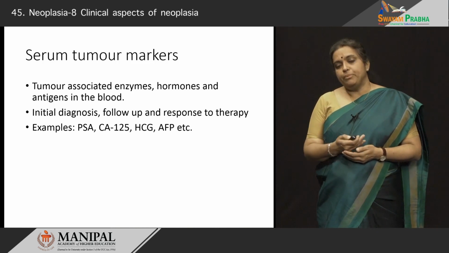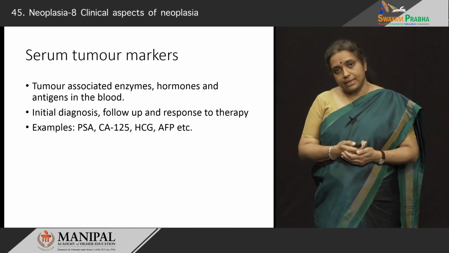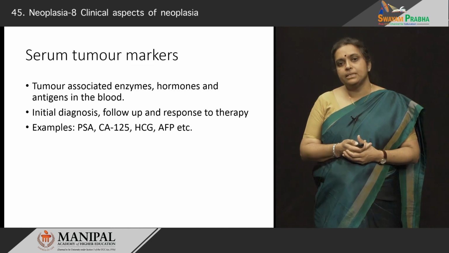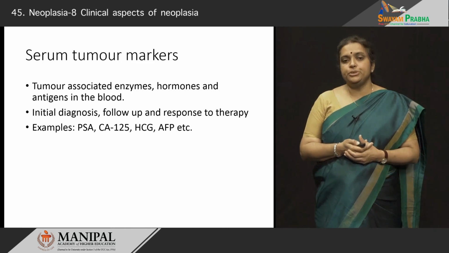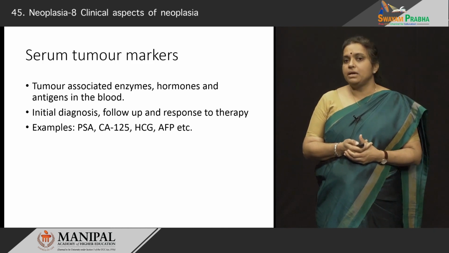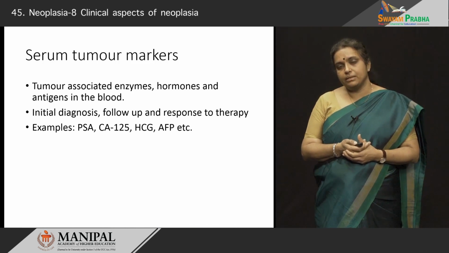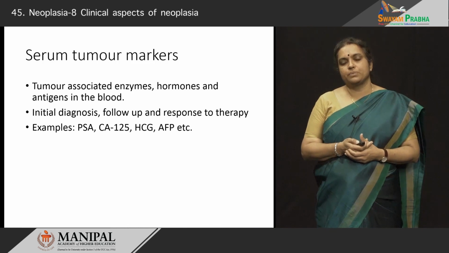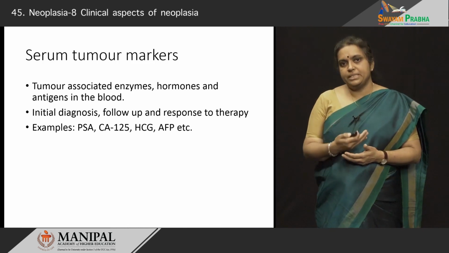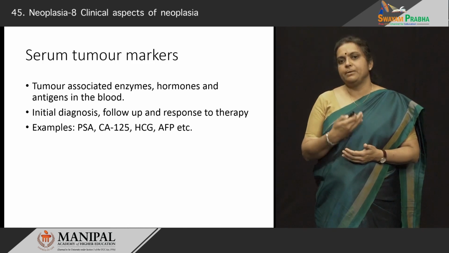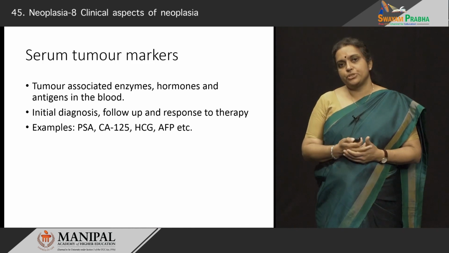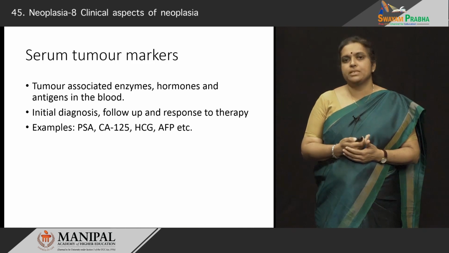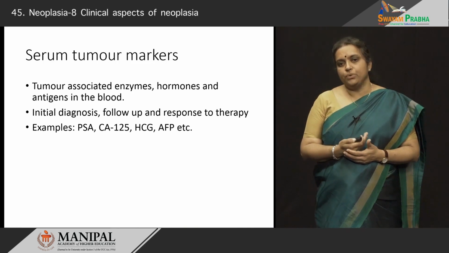Now, there is another important test that can be used in cancers. This is a blood test, a serum tumor marker test, because many tumors secrete enzymes, hormones and antigens into the blood, and by measuring these substances, one can use this for initial diagnosis, the follow up and response to therapy. These are especially useful in certain tumors such as germ cell tumors of the testis and the ovary and so on.